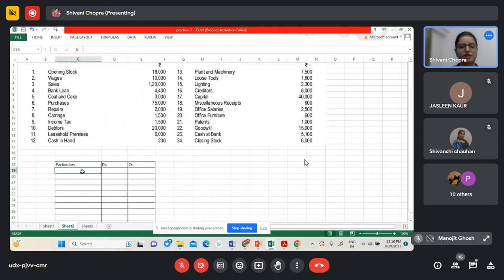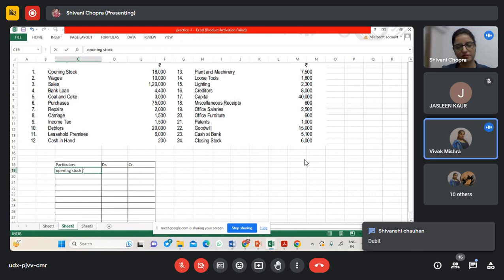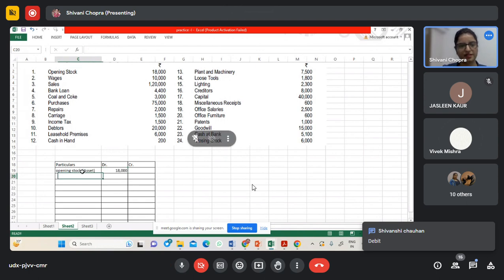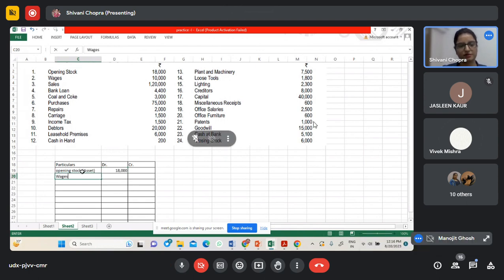Tell me, where would I place opening stock? What would I do with opening stock? What is opening stock? Debit. Why? Asset. Yes. Right? Asset. Okay. Next is wages. Credit. Wages. Credit over. Debit. Why? As it is an expense. Yes.